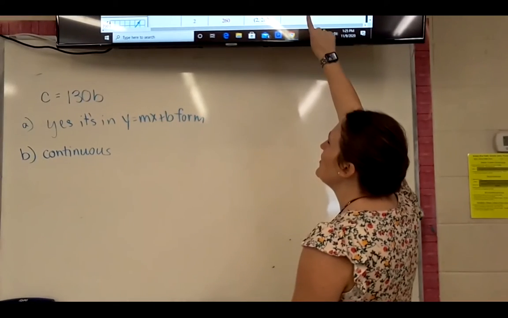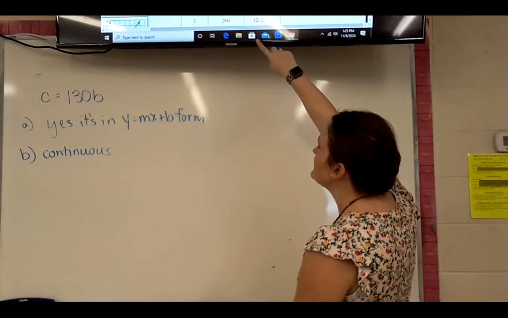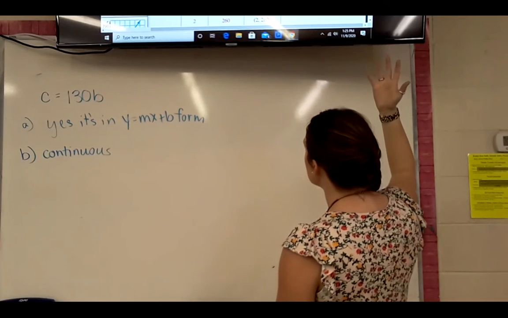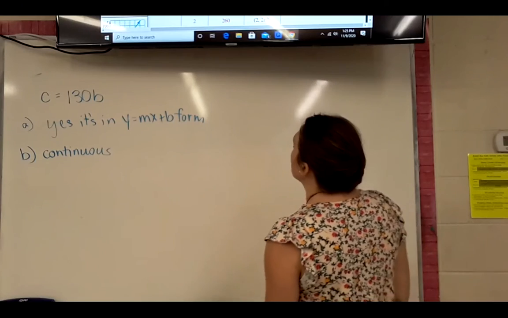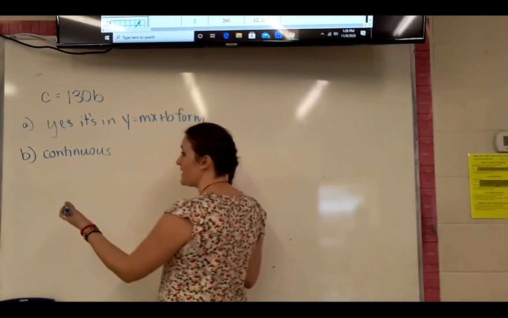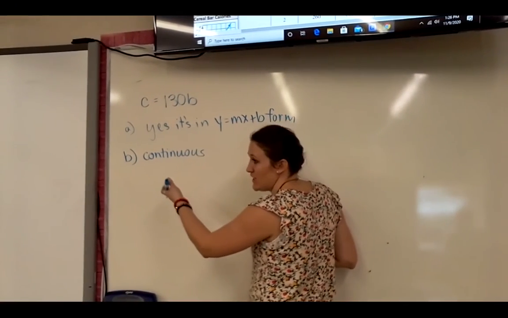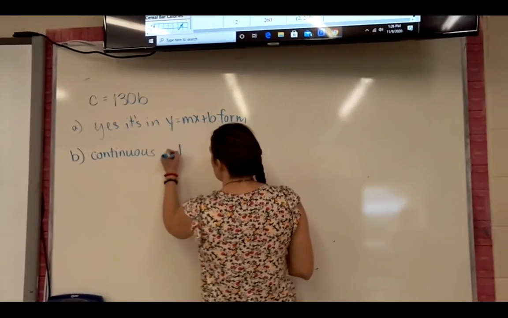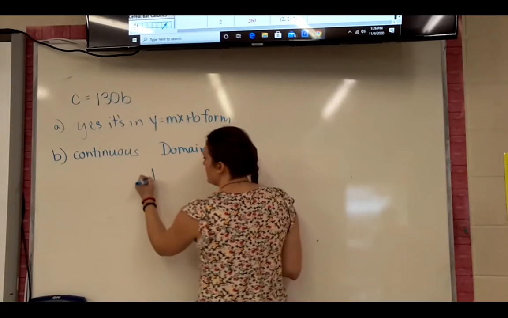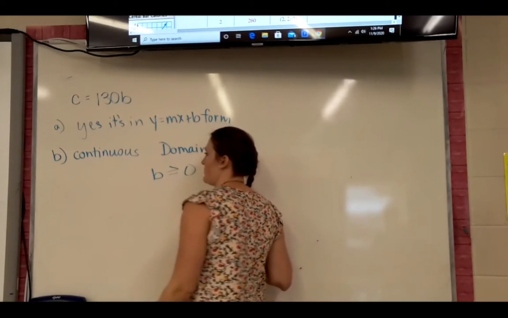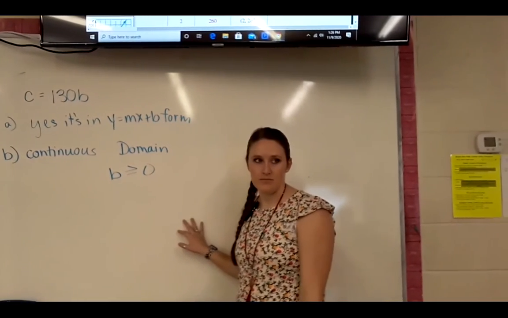Okay, so for our domain, it says you can eat part of a cereal bar. It can be any value greater than or equal to 0. So since it's continuous and we're set to a minimum of 0, your domain would just be B, for X, has to be greater than or equal to 0. Any other amount you can eat.